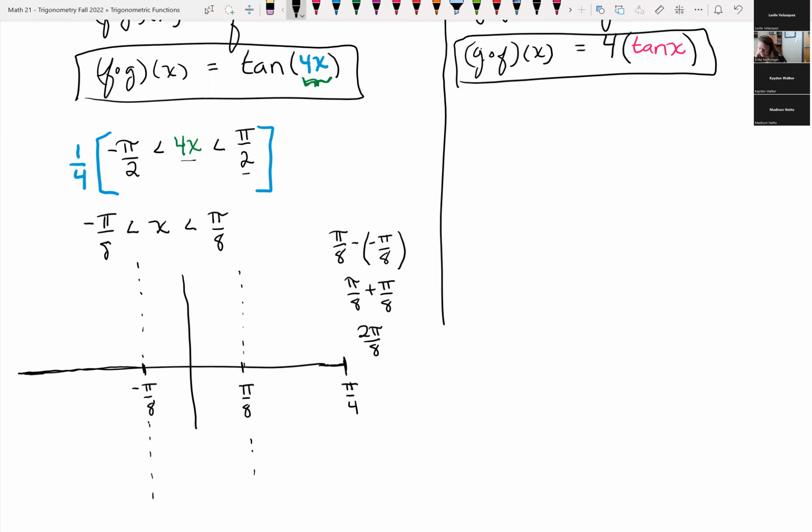I think I made an error. Let's keep it as 2 pi eighths. I just found that length here as 2 pi eighths. So to get the other vertical asymptote, I'm adding 2 pi eighths to pi eighths, which should be 3 pi eighths. And if I subtract 2 pi eighths from negative pi eighths, that would give me my vertical asymptote over here, which is negative 3 pi eighths.